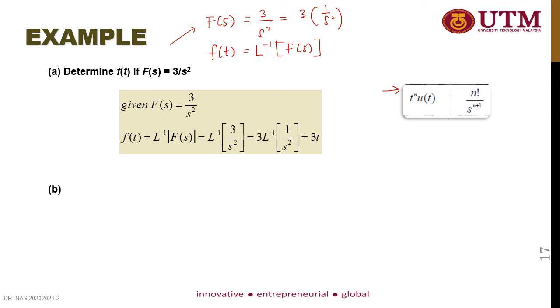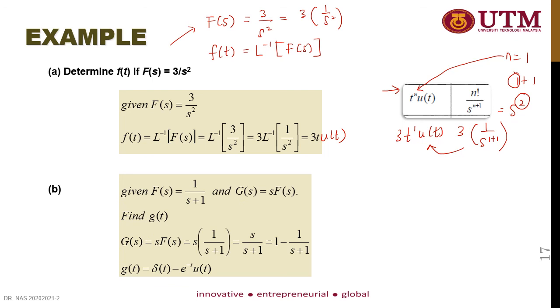Again, you know s to the power of 2, so you know it is 1 plus 1. So here your n equal to 1. Okay, so in this case, you have 3 times 1 over s to the power of 1 plus 1. So this is equal to 3 t to the power of 1 u(t). Okay, so you have 3t u(t). Same goes to the next example, so you can try this out.